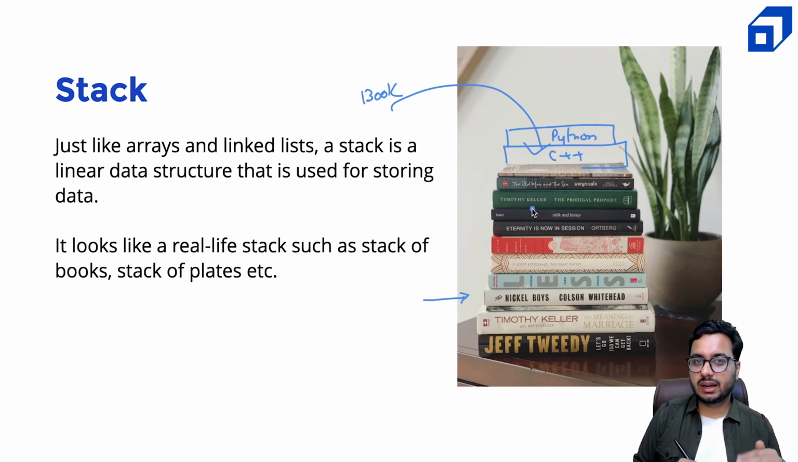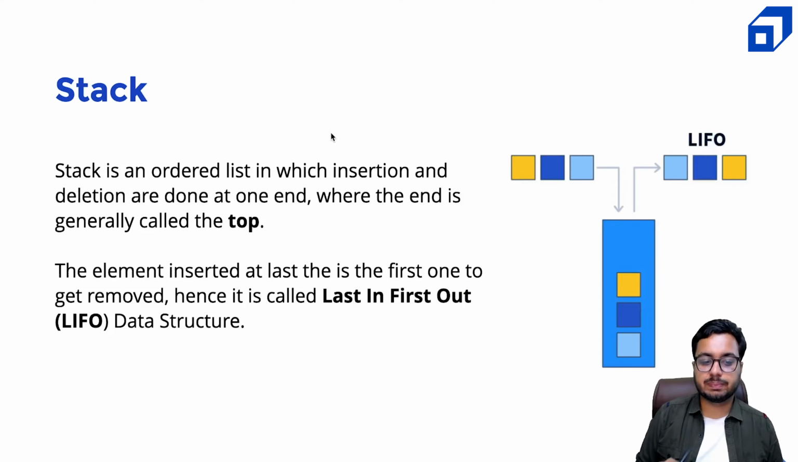So this is how it's going to be. And if you want to remove some book, you will have to remove the topmost book first. Then you can remove the next topmost book, then the next topmost book. Basically, it's a data structure in which insertion and deletion are done only at one end, and that end is called the top of the stack.